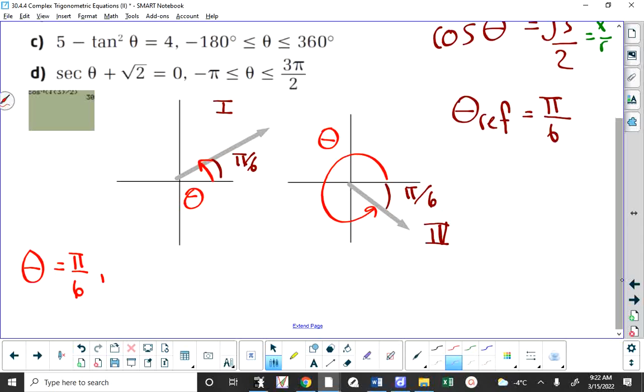For quadrant 4, theta equals, counting around in sixths of pi, 11 pi over 6. And you can write 11 pi all over 6, or you can write 11 pi over 6. It's up to you.